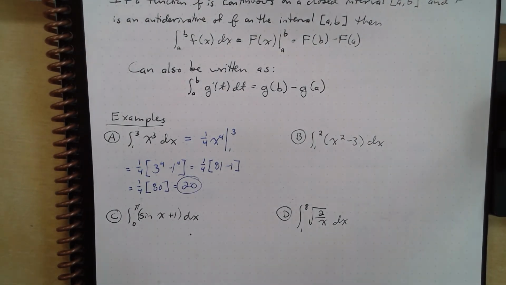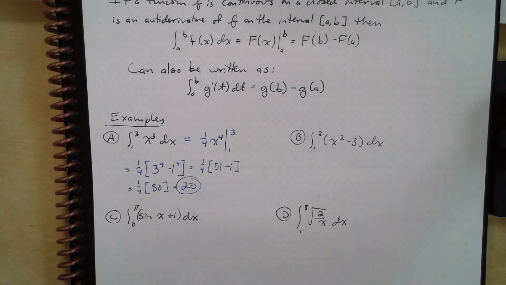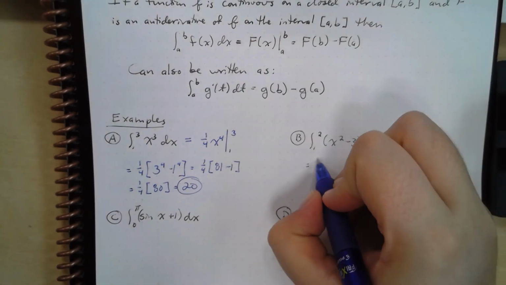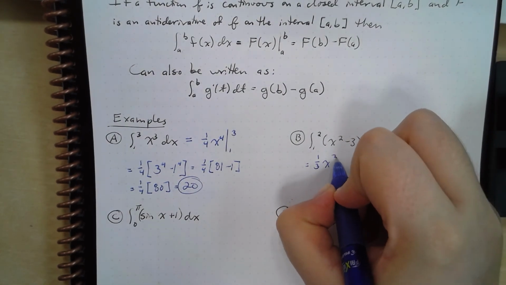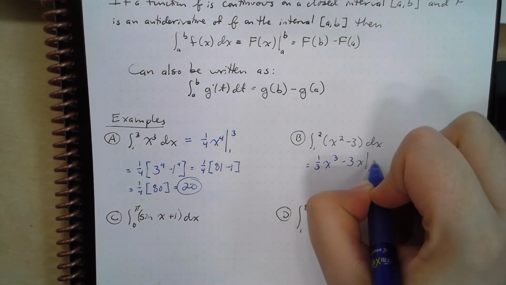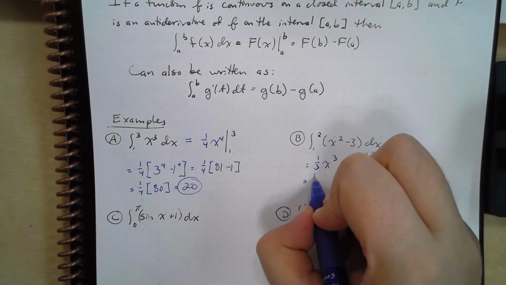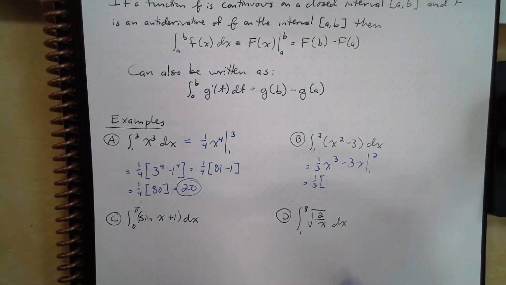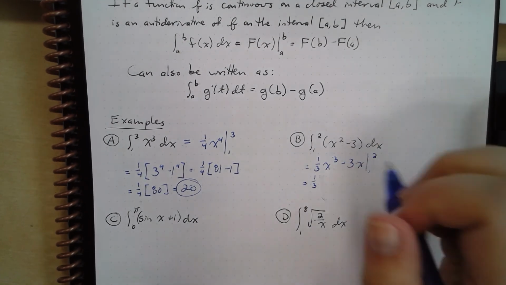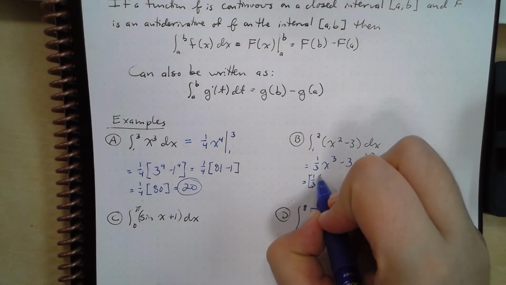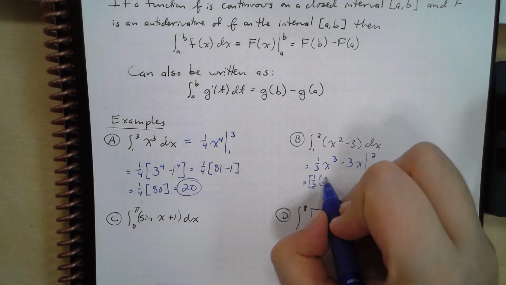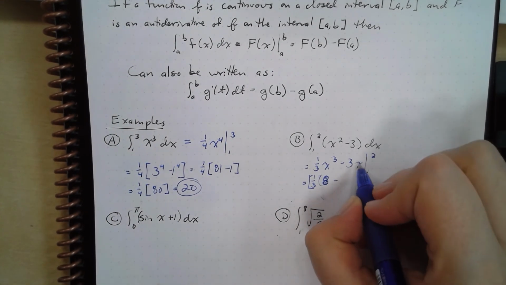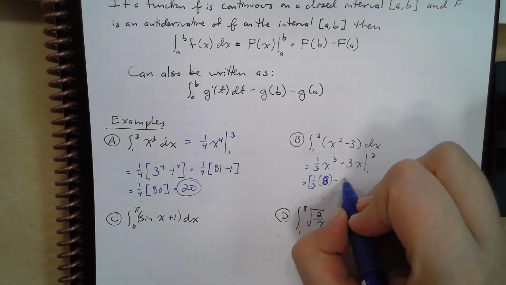Let's do letter B here. The integral from 1 to 2 of x squared minus 3 dx. Well, that's going to be equal to 1/3 x cubed minus 3x, evaluated from 1 to 2. So that's equal to 1/3 times, actually I shouldn't have bracketed it like that. I'm going to do it like this. 1/3 times 2 cubed, 2 cubed is 8, minus 3 times 2 is 6.